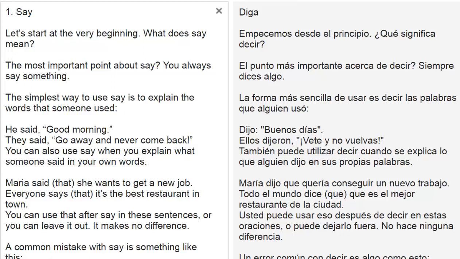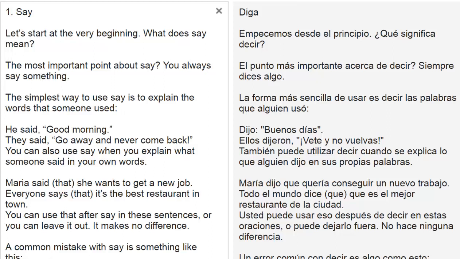Do you know how to use these 4 verbs correctly? English learners often mix them up and use the wrong verb. Let's look at what these verbs mean in more detail and how you can use them correctly when you speak English. Part 1. Say. Let's start at the very beginning.